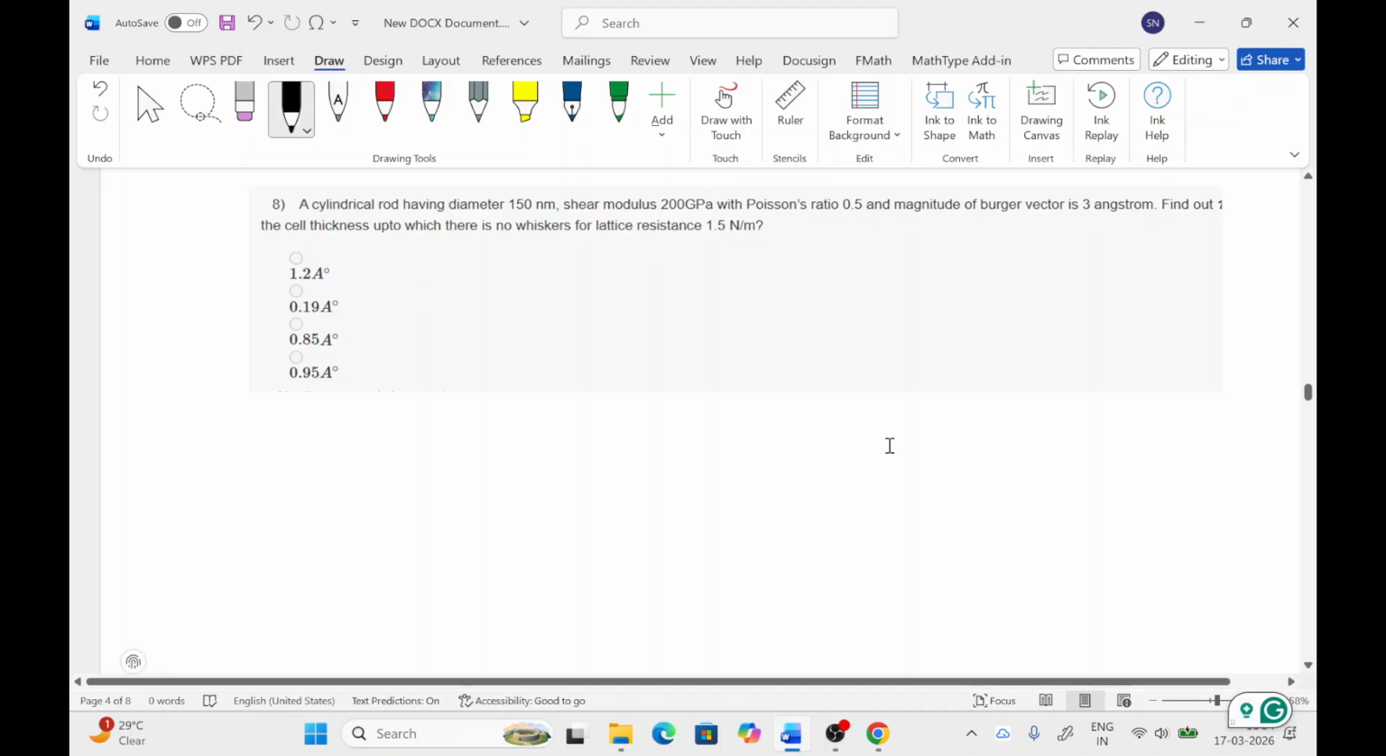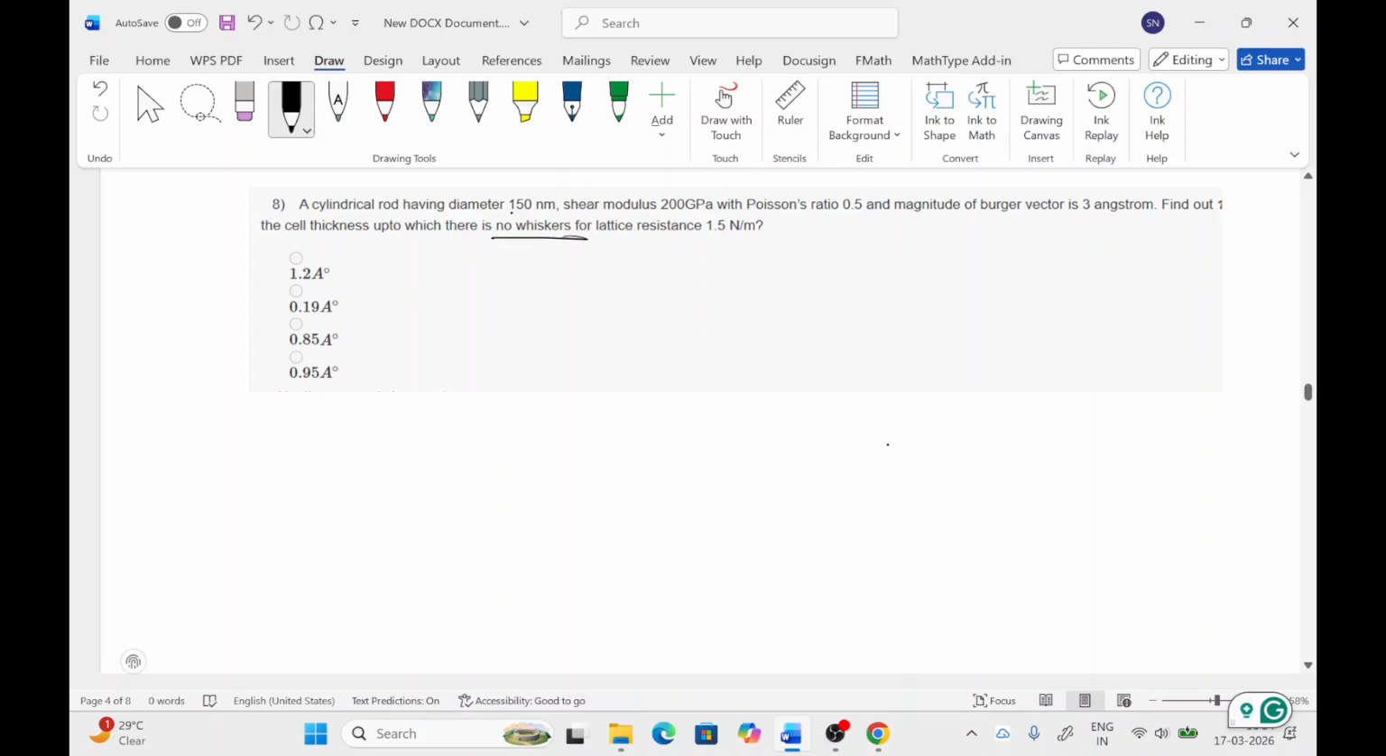Next question we have asked. So this is the some other concept question. We have asked that a cylindrical rod having diameter 150 nanometer, shear modulus 200 GPa and Poisson's ratio 0.5 and b is 3 angstrom. Find out the cell thickness up to which there is no whiskers for lattice resistance 1.5 Newton per meter.